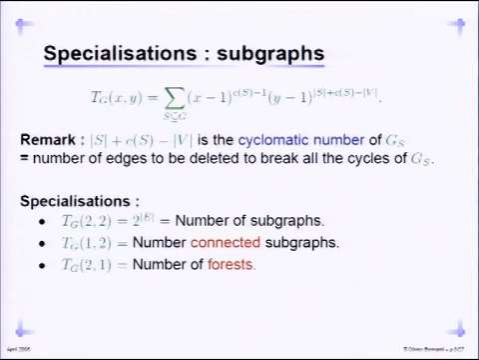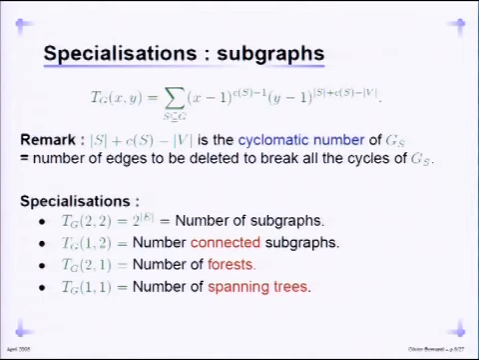So you are counting the connected subgraphs of your graph. Dually, if you put the second variable to 1, then you are counting the subgraphs that have cyclomatic number 0. That's the forests, the subgraphs without cycles. And if you put the two variables to 1, then you are counting the subgraphs that are both connected and forests, which are the spanning trees. All right, so these are easy specializations.